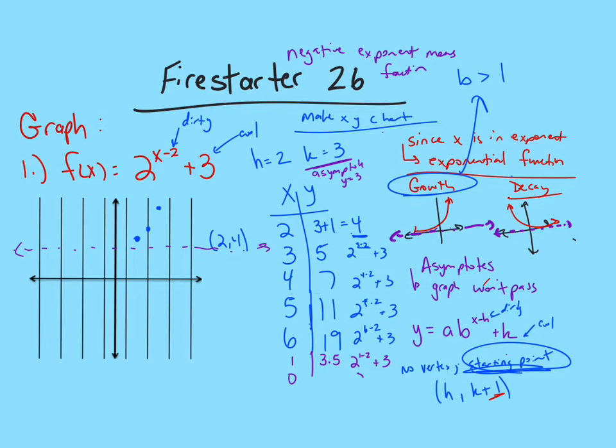So you could always put 3.5. And then 0, I get 2 to the 0 minus 2. So that's 1 over 2 squared, because remember the negative exponent goes down and lives in the basement. So I get 3.25. So I get 3.5, 3.25. I notice it's going there, and guys, it's never going to pass 3.